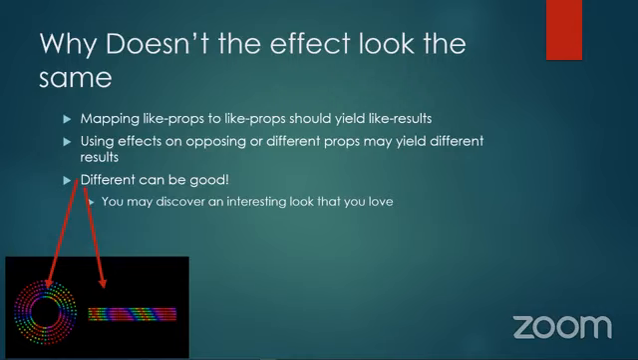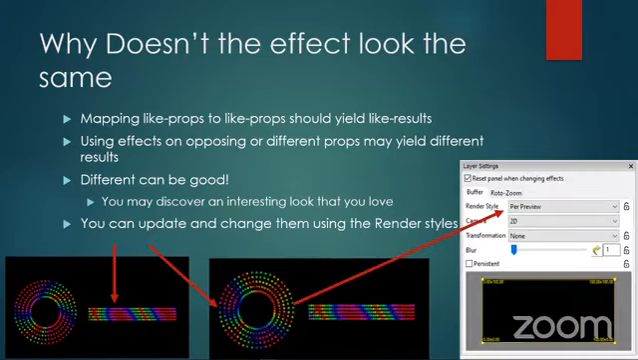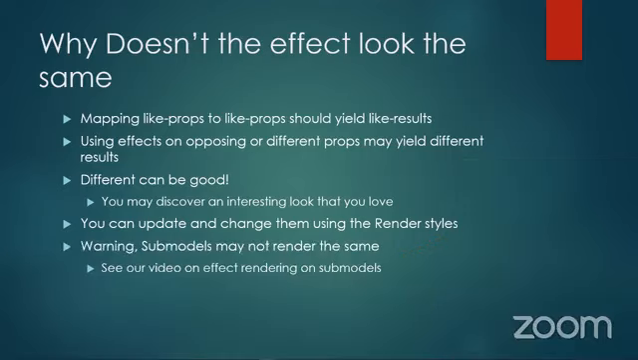Let's face it, if you look at that wreath on the left, you have that nice rainbowy, swirly pattern that the butterfly effect gives you. But whenever you apply it to the wreath and you want it that way, or maybe you don't want it that way, you can always go back and change the layer setting or the render style in the layer setting box. So you can update and change them using those render styles.